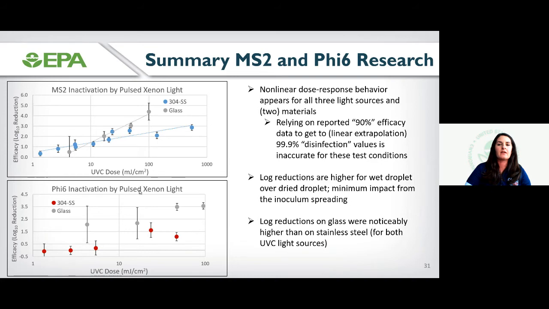And we also found that generally speaking, the log reductions were higher for wet inoculum versus dry inoculum, and there's no real impact on spreading versus droplets, no clear trends there. And again, generally speaking, the log reductions for glass, especially at higher doses, were noticeably higher than for stainless steel, and that's for both of the light sources that we tested.